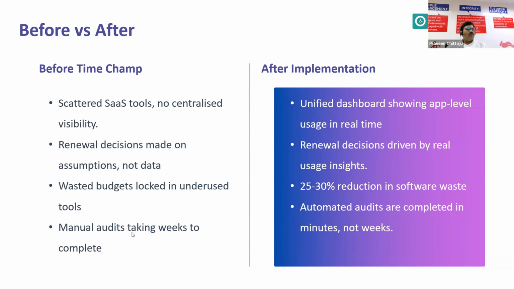And manual audits: they needed to do manual audits on a monthly and weekly basis to understand which teams are using tools and how much. But after TimeChamp, everything is automated. Audits are completed in minutes instead of weeks, so they can sit relaxed, get the reports, analyze them and act on them. So these are the before and after TimeChamp results.